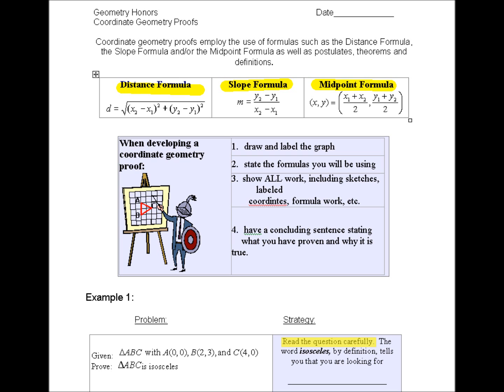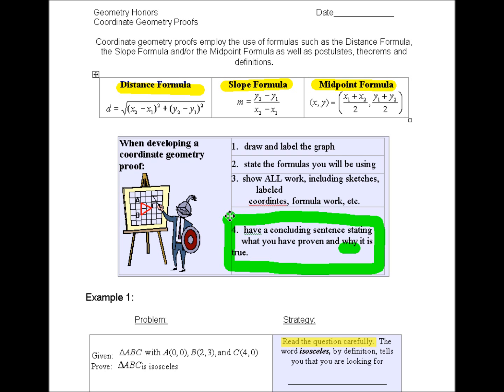I can't tell you how many times students have done delta x over delta y just because they're in a stressful situation and they're not thinking clearly. So the more that you write it out, the better it gets your brain to think about being clear about what you're doing. Show all of your work, including your sketches, coordinates, formula. This is the most important thing. The last thing here, having a concluding sentence stating what you have proven and why it is true, is really the key to your proof.